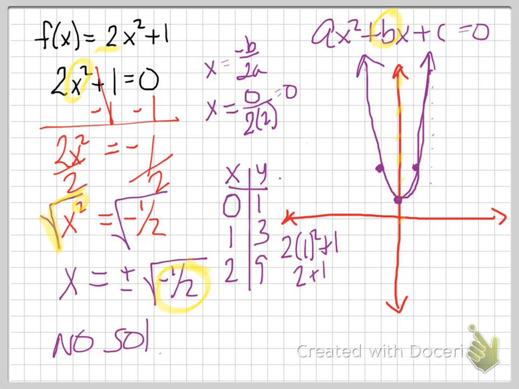My axis of symmetry, I don't want you to forget how to do that, because you will be required to do that too. My axis of symmetry ends up being x equals 0, because it ends up centering on the 0, on the y-axis.